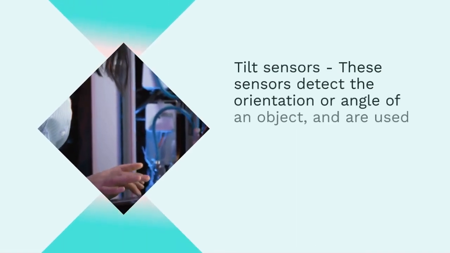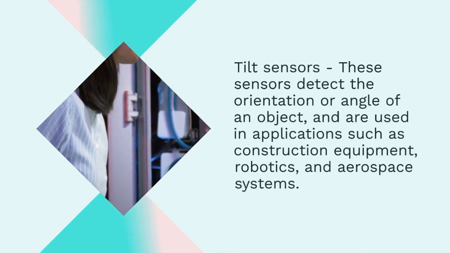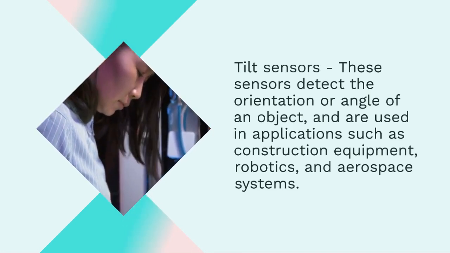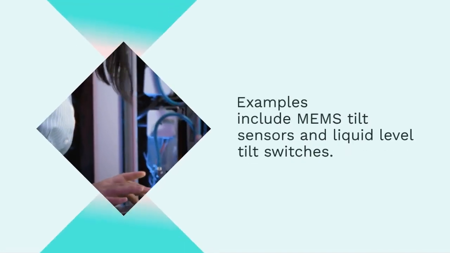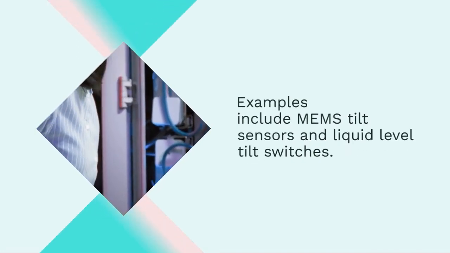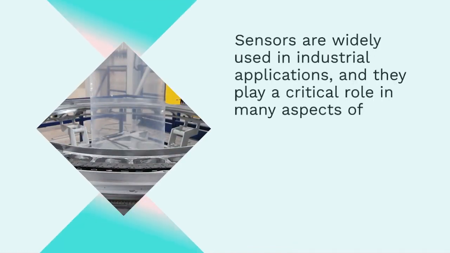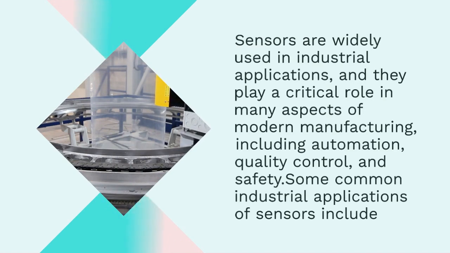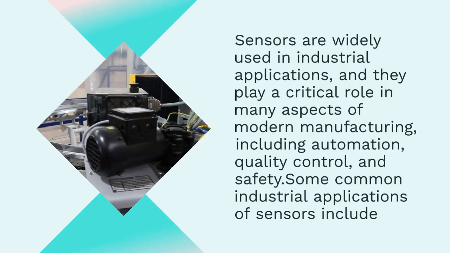Tilt sensors. These sensors detect the orientation or angle of an object, and are used in applications such as construction equipment, robotics, and aerospace systems. Examples include MEMS tilt sensors and liquid level tilt switches. Sensors are widely used in industrial applications, and they play a critical role in many aspects of modern manufacturing, including automation, quality control, and safety.